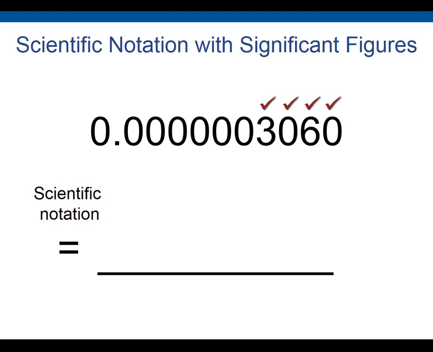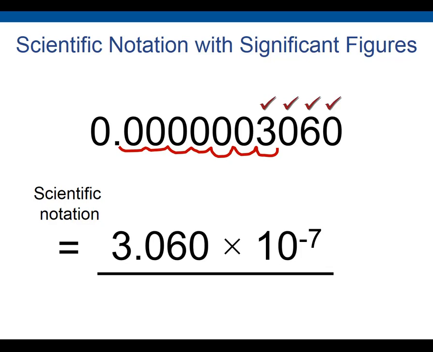And how can you convert this number into scientific notation? We have to change the number times 10 to the nth power, right? But we have to keep the significant figures. So for example, we have 4 significant figures here, and we have to keep the 4 significant figures. So 3.060 times 10 to the negative 7th power. Alright? Here you can see we have 3.060. This is important. We have to keep the number of significant figures.